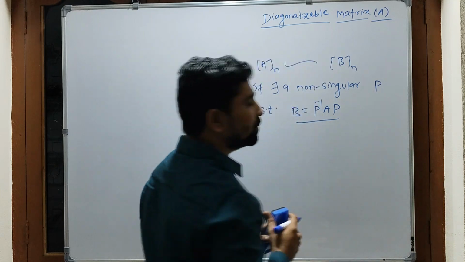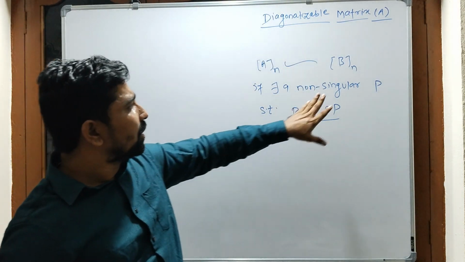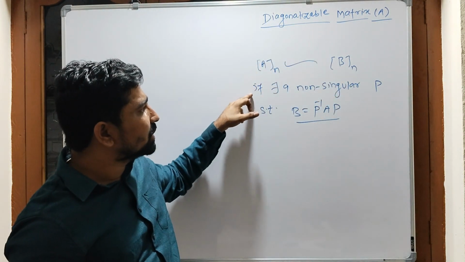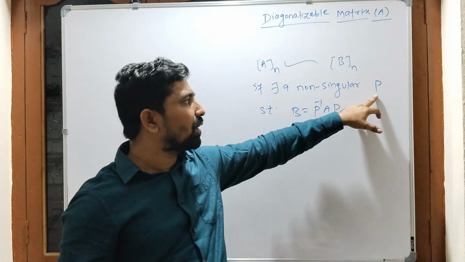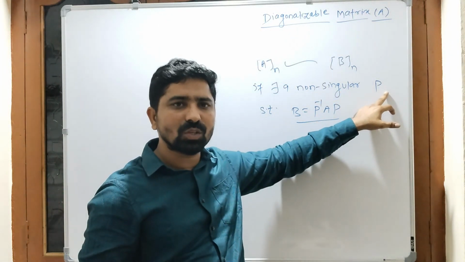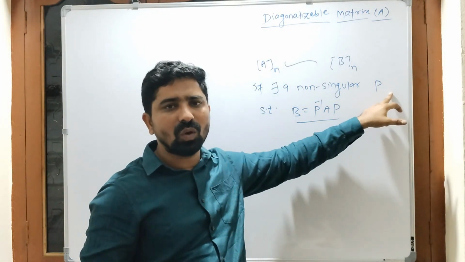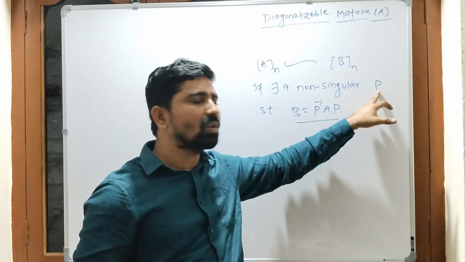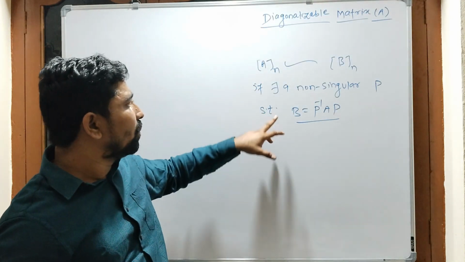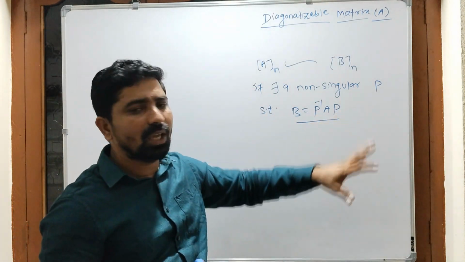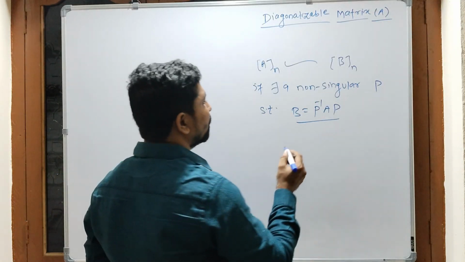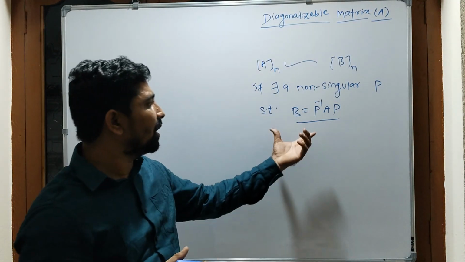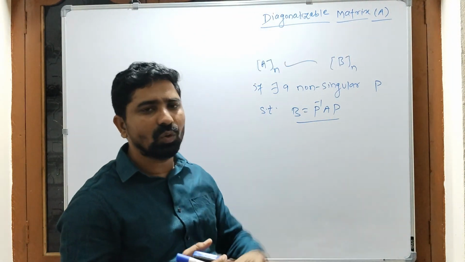So this is the definition of similar matrices. B is similar to A means there exists a non-singular matrix P, meaning the determinant of P is non-zero, so this matrix is invertible, that is, the inverse of this matrix exists. So we can write B as P inverse A P. This is the definition of similar matrices, and then we can say B is similar to A.